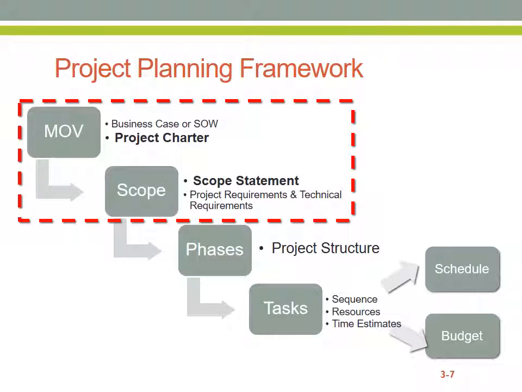In the last session, we talked about the business case or the statement of work that define the measurable organizational value for a project, which is then codified and formalized in the project charter. This leads us to a detailed scope description, namely the scope statement, which is derived from the in-scope and out-of-scope description that is contained in the project charter. This scope statement leads us to project requirements, technical requirements, use cases, user stories, all of those things, depending on the project methodology that is in use at the organization.